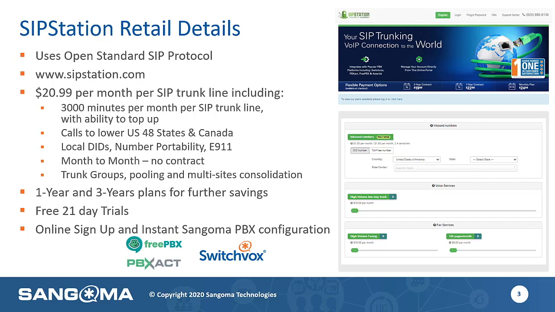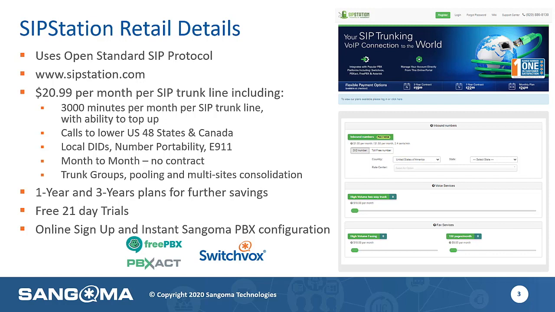You can go to www.SIPStation.com to purchase your services or to log in to your current service. Starting at $20.99 per month per SIP trunk line, and will include 3,000 minutes per month per SIP trunk line with the ability to top up at any time.